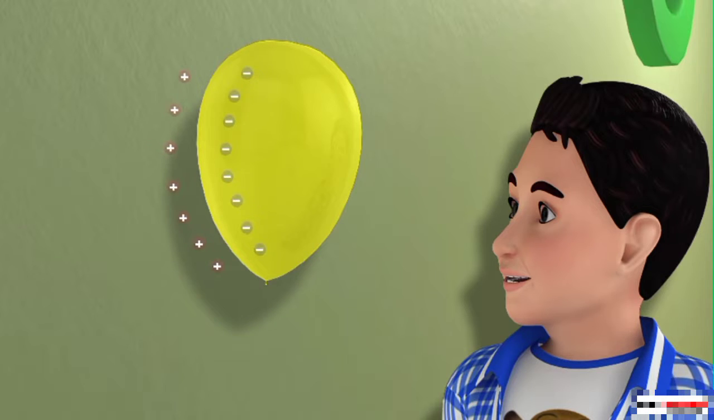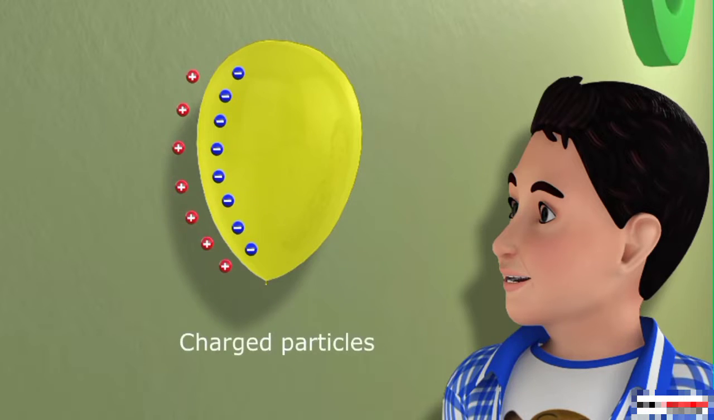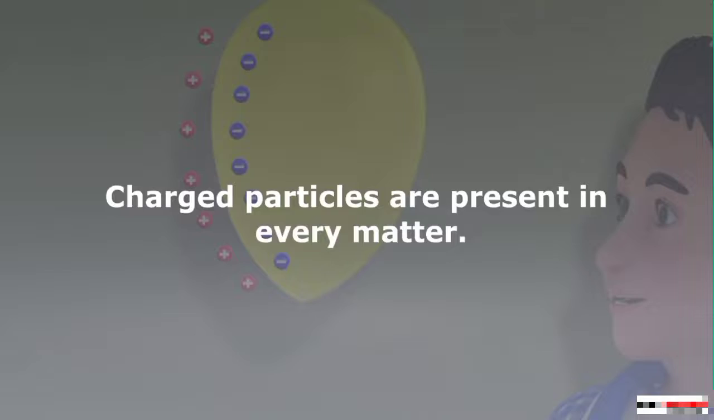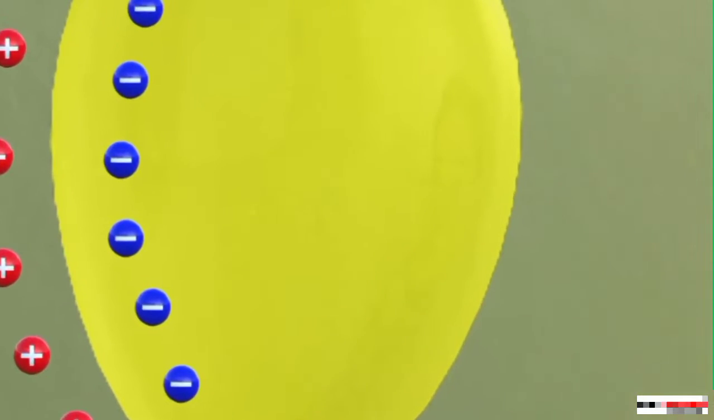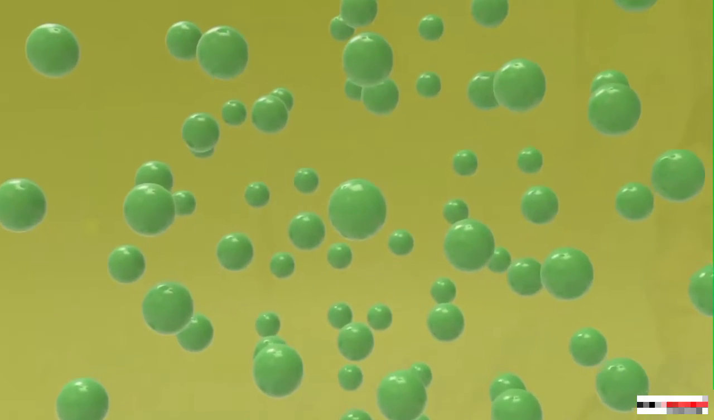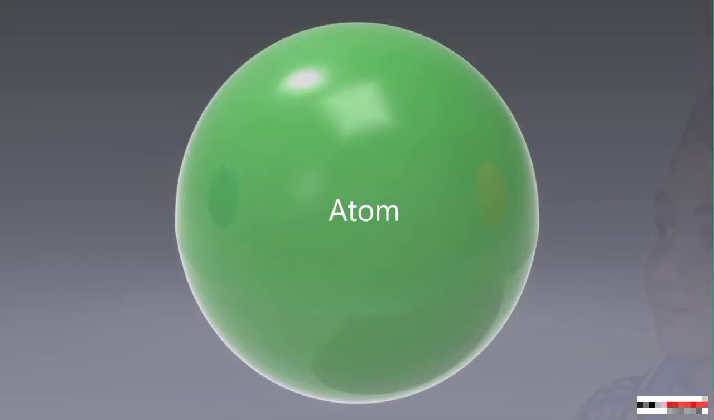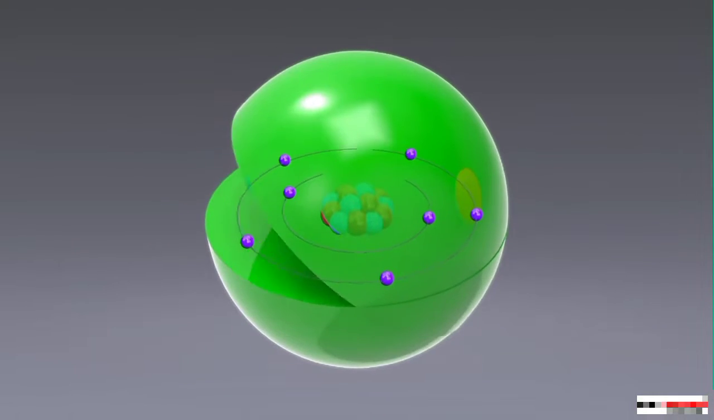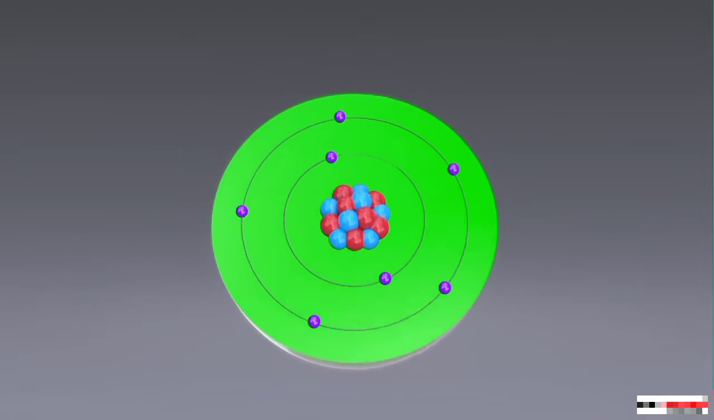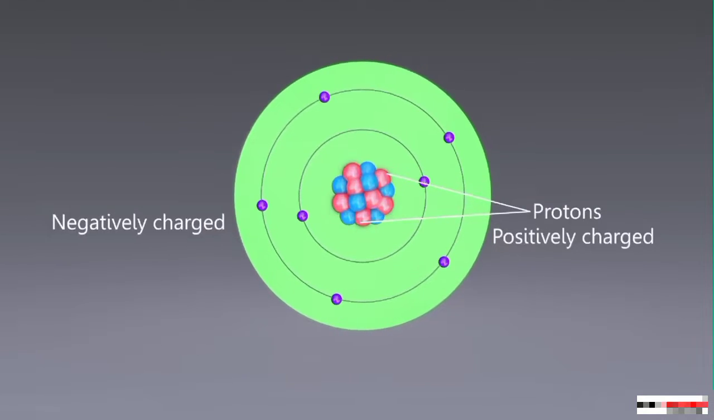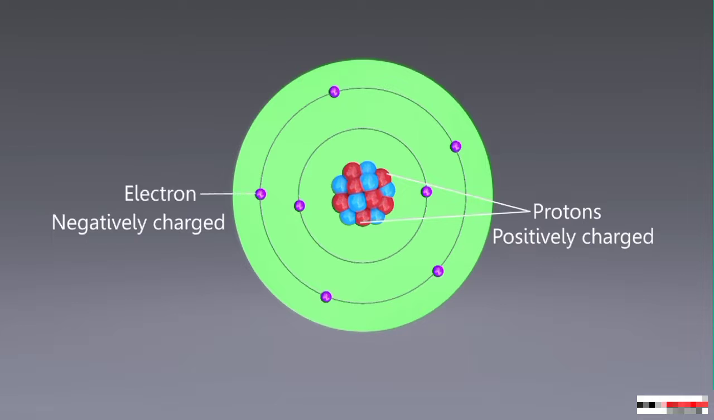The charges on these two in turn develop due to the charged particles present in them. In fact, such charged particles are present in every matter. Now let us see where these charged particles are present inside matter and what they are. We know that matter is made up of atoms, so it is the atom which has these charged particles. When positively charged, these are known as protons. When negatively charged, these are known as electrons.